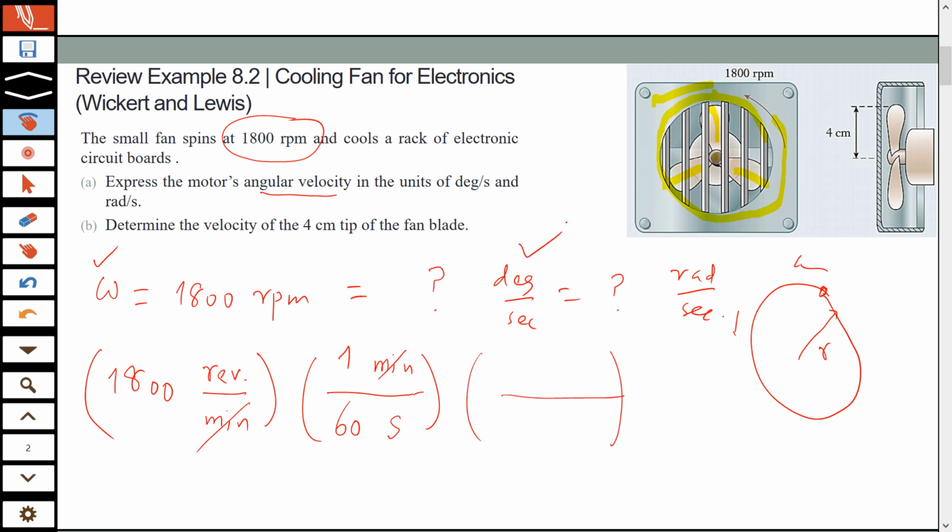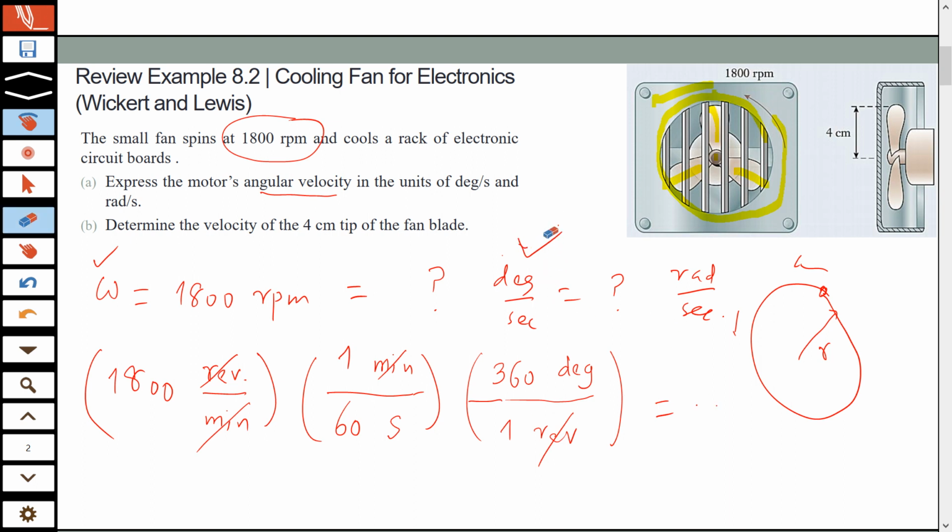Let's say I want to do this part, yeah? So should I put revolution in the denominator or numerator? Not in the numerator, in the denominator, because I want to cancel it. And here what do I need? Degrees. So how many degrees here? 1 revolution is 360 degrees, yes? This will give me something in this unit. Okay, done?